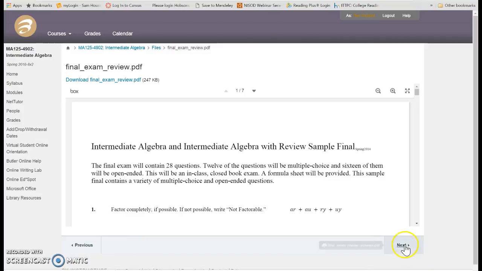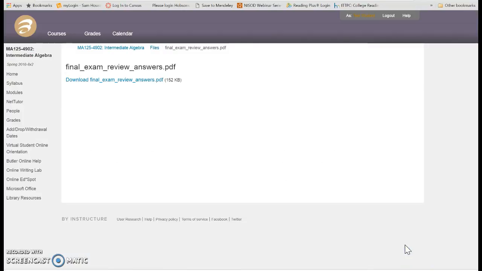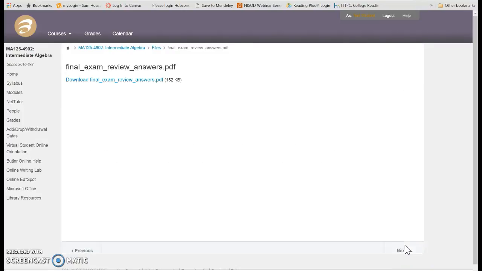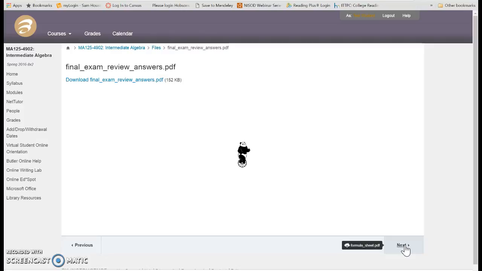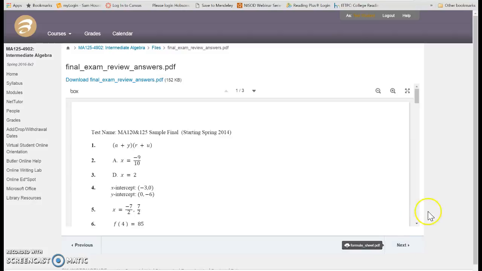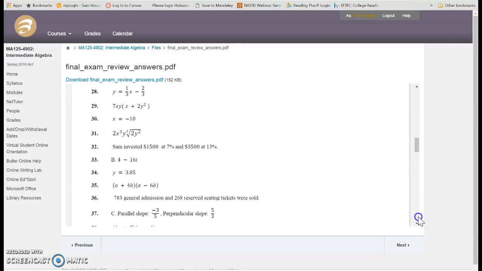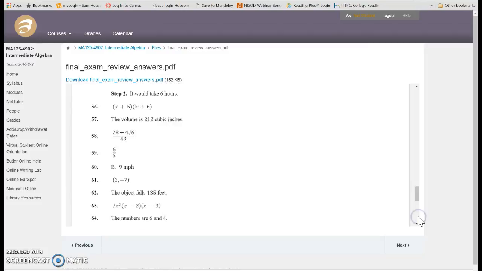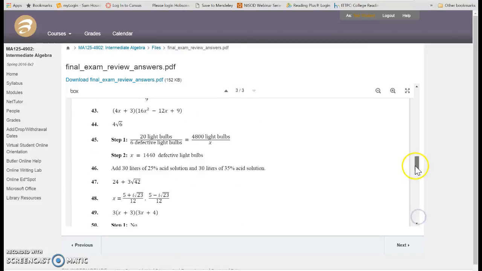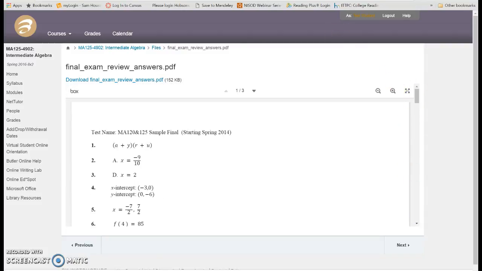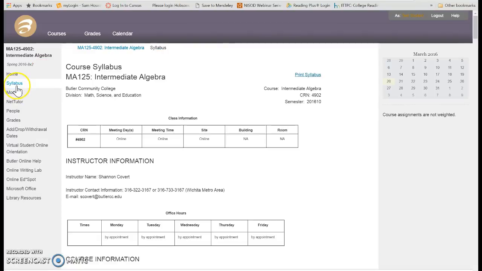And then again, there is an answer sheet. You'll see as I go to it right here that it is simply answers. It's not worked out solutions. It's just the answers to those problems. So just be aware of that. And again, you can print it. But this is what you need in order to help you prepare for your final. So very, very important. I'm going to go back here real quick too and show you in your syllabus.